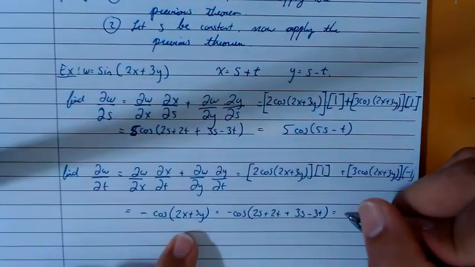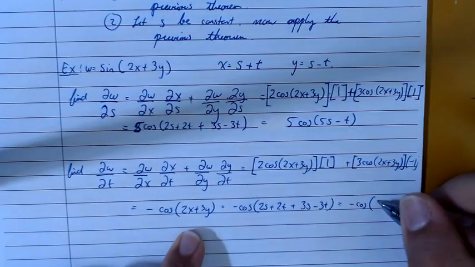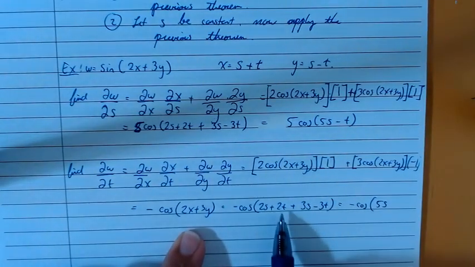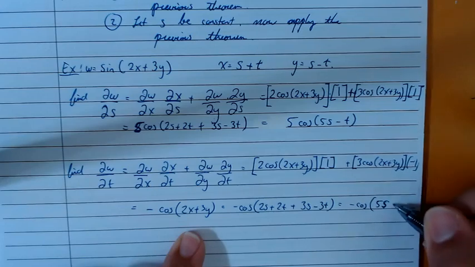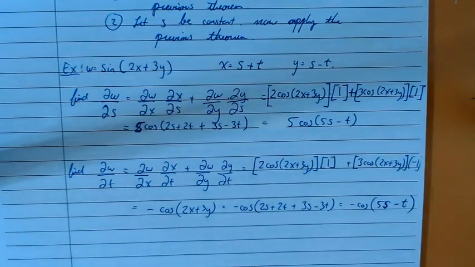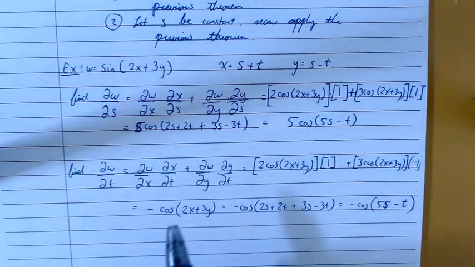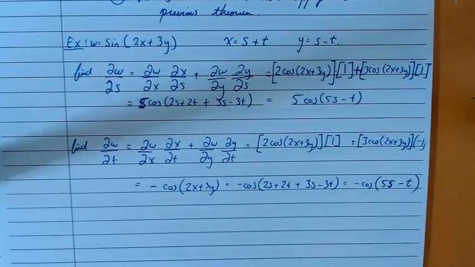And so we'll get negative the cosine of, adding these gives me 5s, and subtracting these, 2t minus 3t gives me minus t. And there is our partial derivative with respect to t. Note that you can do this by substitution, but unfortunately it doesn't get you down to just a single function of a single variable. So while you may consider it simpler, it's still not a Cal 1 exercise.